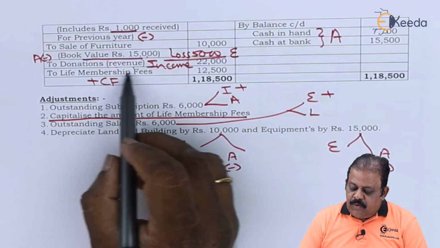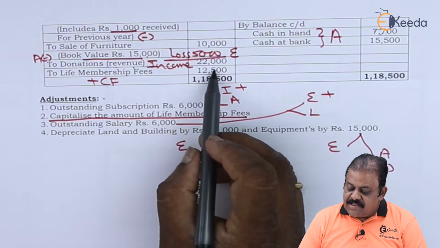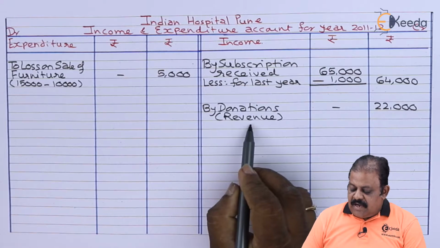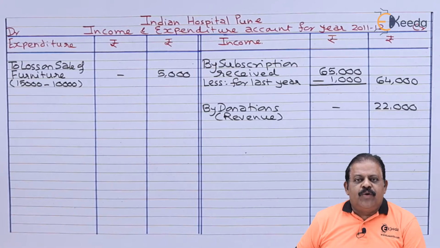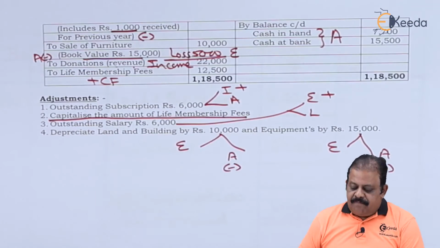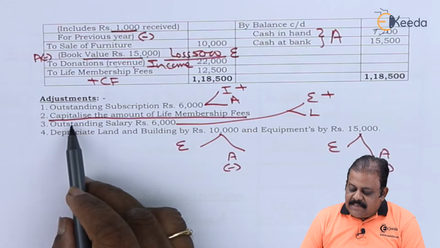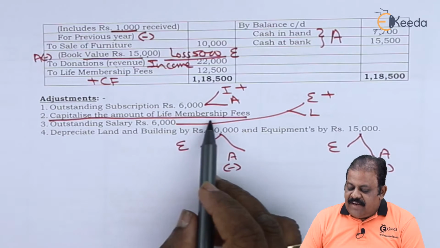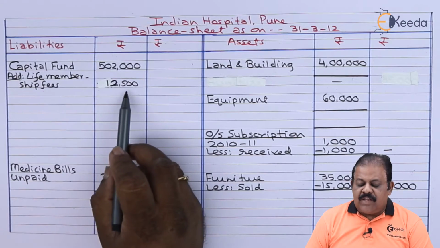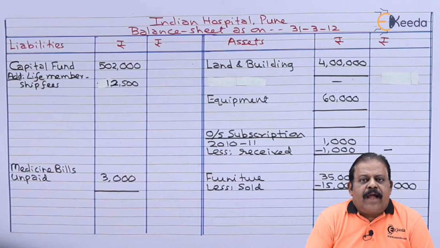Next we have donations, revenue donations received 22,000. This will be recorded as income. By donations, revenue nature received 22,000. Next we have life membership fees 12,500. Second adjustment says capitalize amount of life membership fees. Life membership fees received 12,500 added to capital fund.